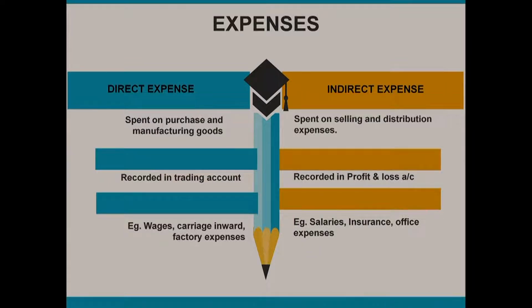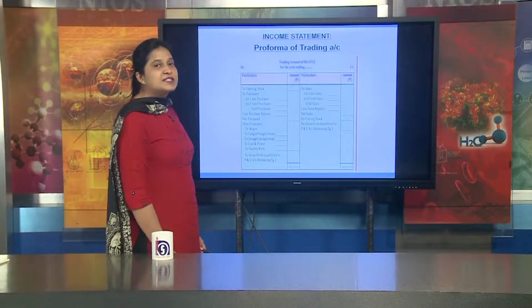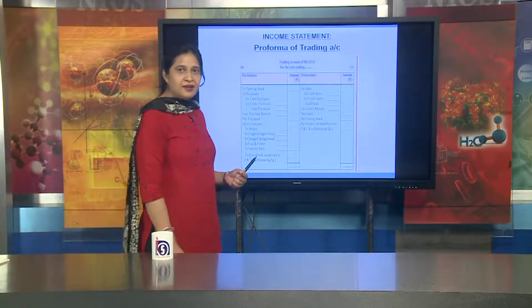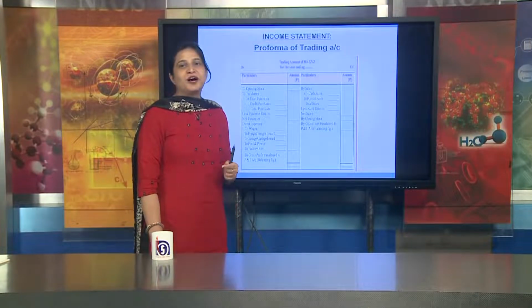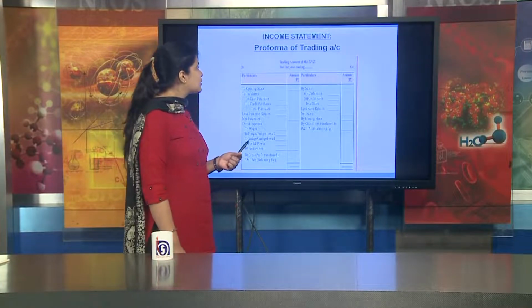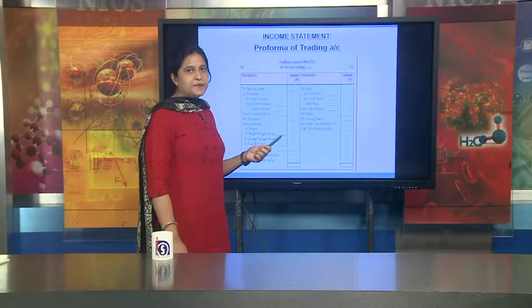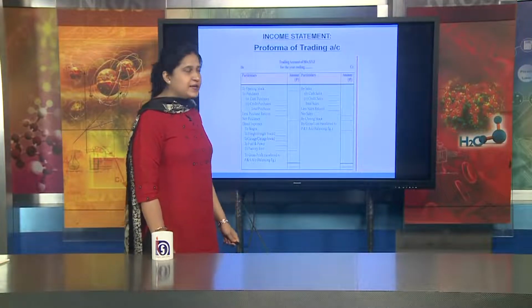Now let's move further. This is an income statement. The income statement again comprises the trading account and the profit and loss account. So this is the pro forma of a trading account. When you see the next page, in the next slide, we will see the pro forma of the profit and loss account, but this is the trading account. Now look very carefully. Here you will record all those expenses which are of direct nature.